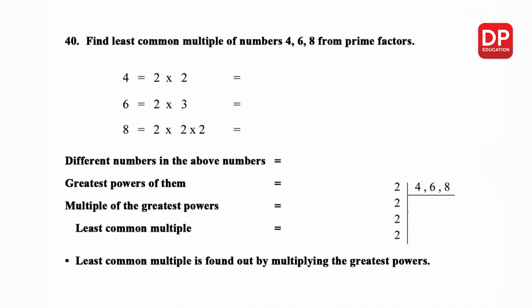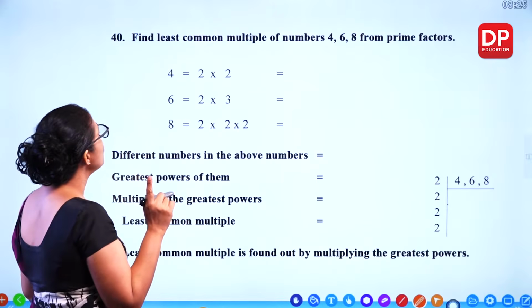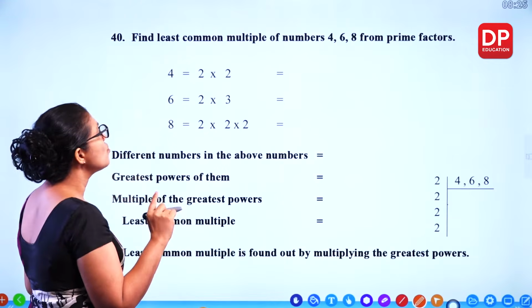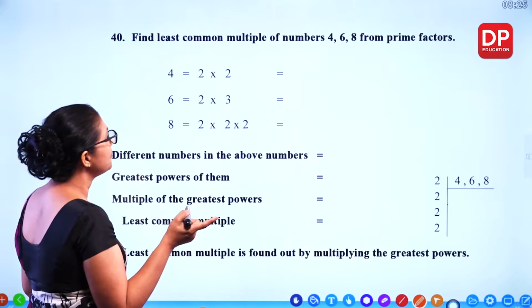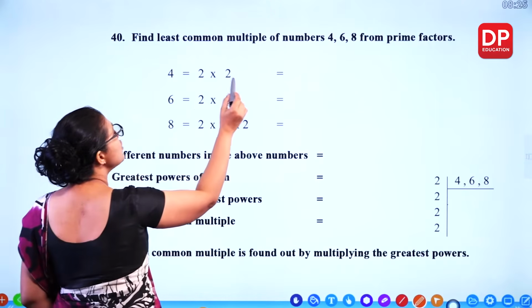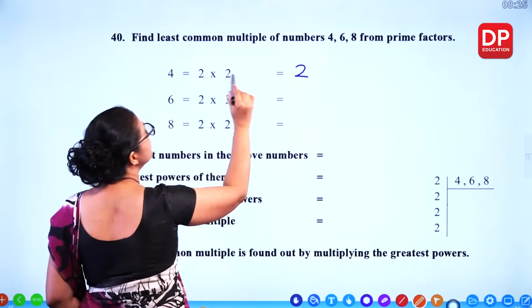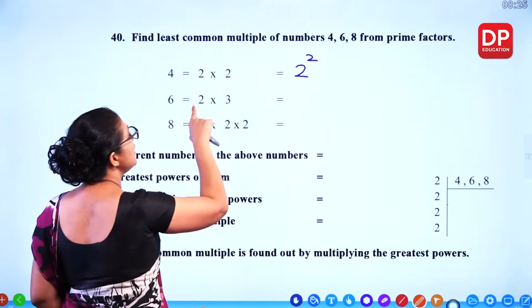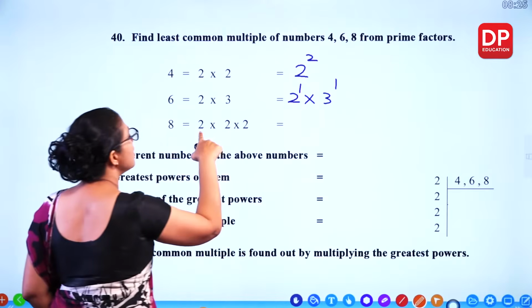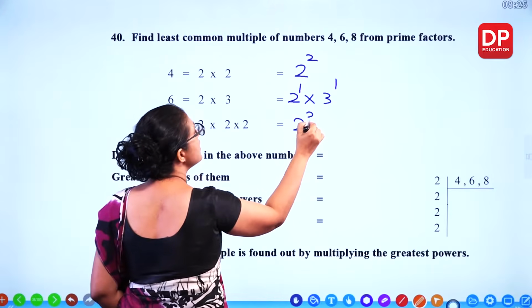Find the least common multiple of 4, 6, 8 from prime factors. So how can you write 4? 2 times 2. 6, 2 times 3. 8, 2 times 2 times 2. So this is how we can do. So how many 2's are there here? 2 2's. Here 2 one and 3 one. Here 2 to the power 3.